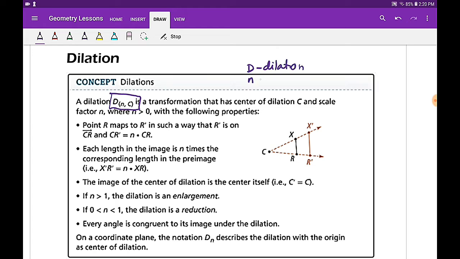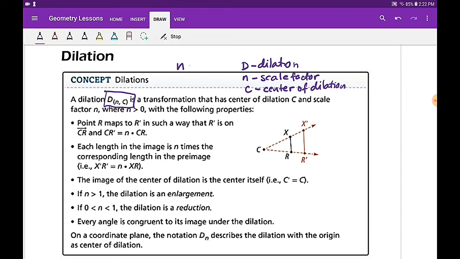Now n is your scale factor. We're going to be talking about it as we progress through this lesson. Scale factor. And C is a point that is the center of dilation. Now, what's happening here? A dilation, we talked about it in class, is either a reduction, you shrink the figure, you make it smaller, or an expansion, an enlargement, meaning you make the figure bigger. That depends on the value of n.